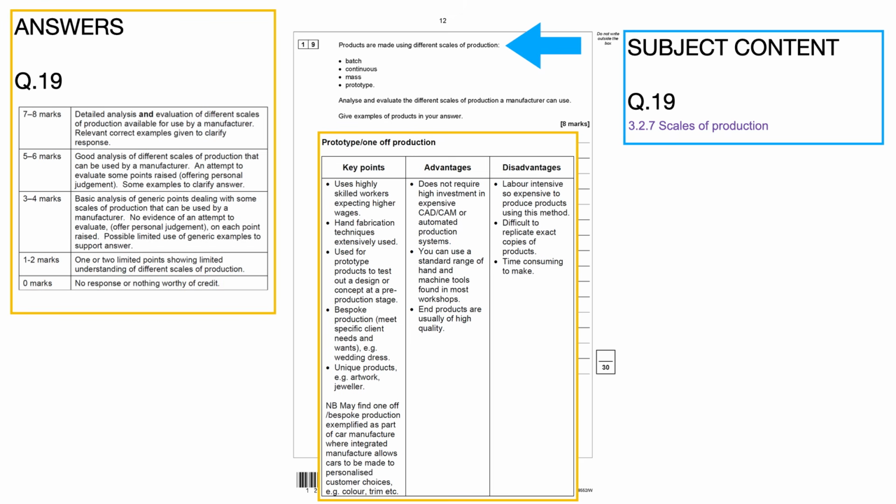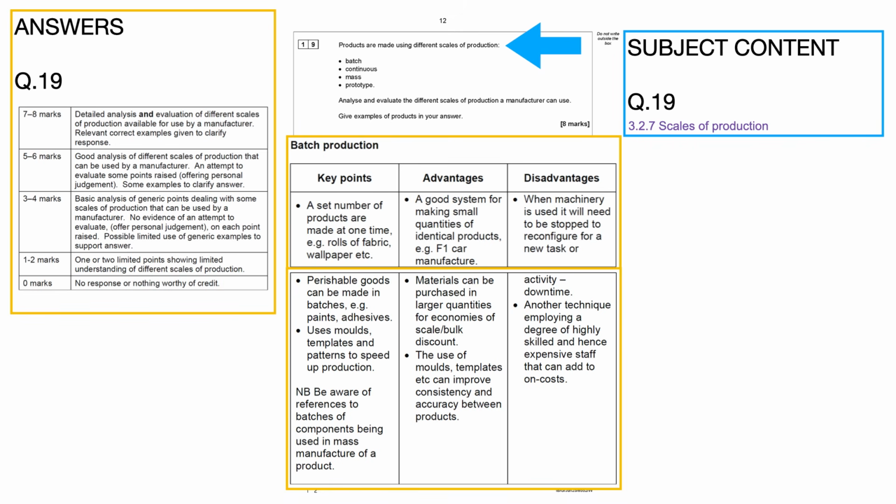So at the bottom there, please note, you may find one-off or bespoke production exemplified as part of a car manufacturer, where integrated manufacture allows cars to be made to personalized customer choices. For example, the color and the trim and so on.